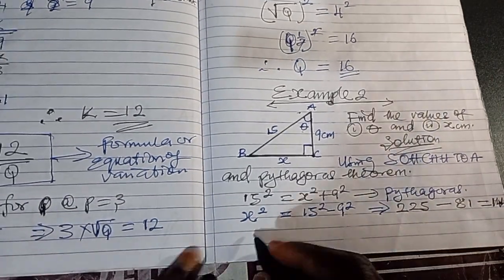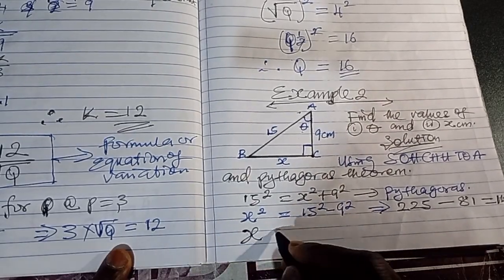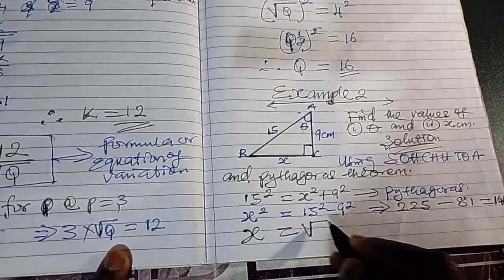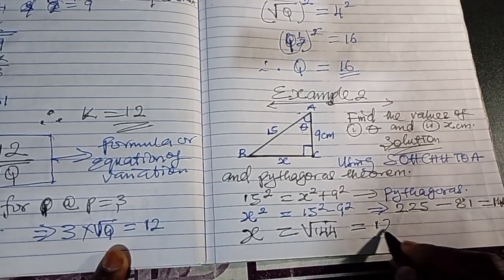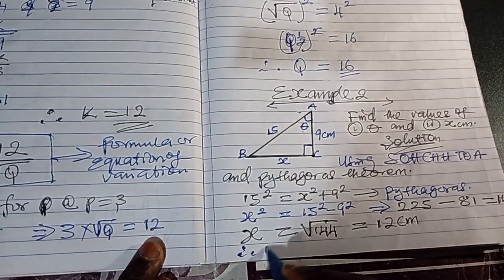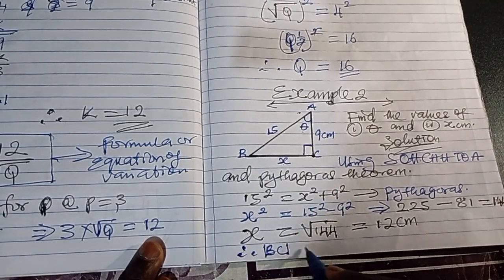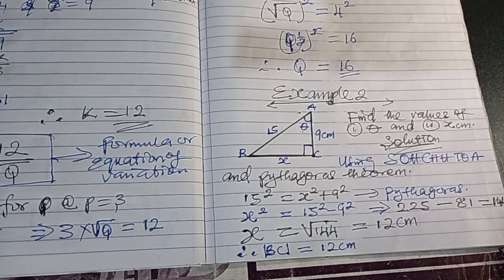Okay, so to find x, we take the square root of both sides. So x will be the square root of 144, which is what? 12 cm. We can now write, therefore, BC is now 12 cm. So what is this BC?